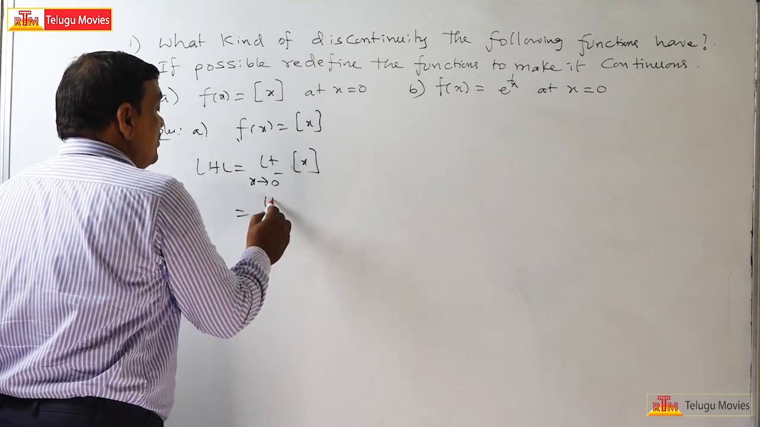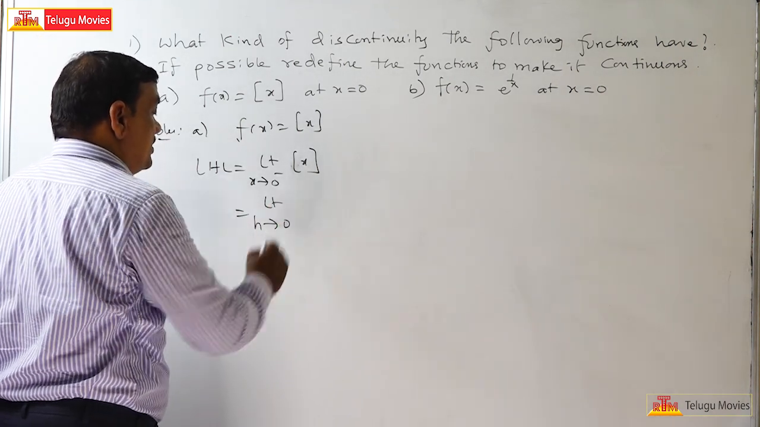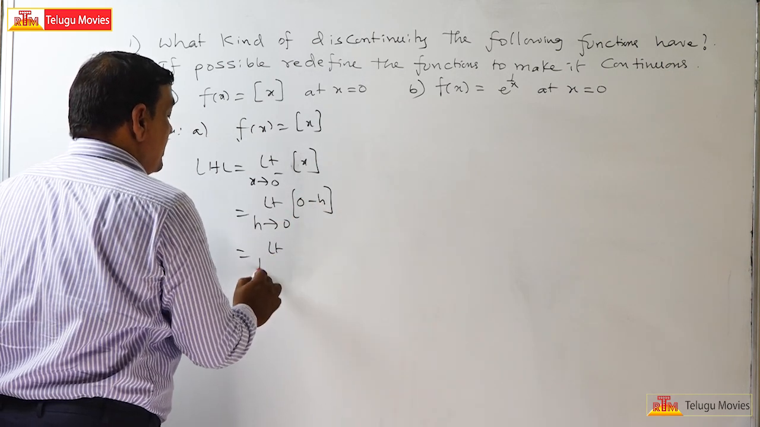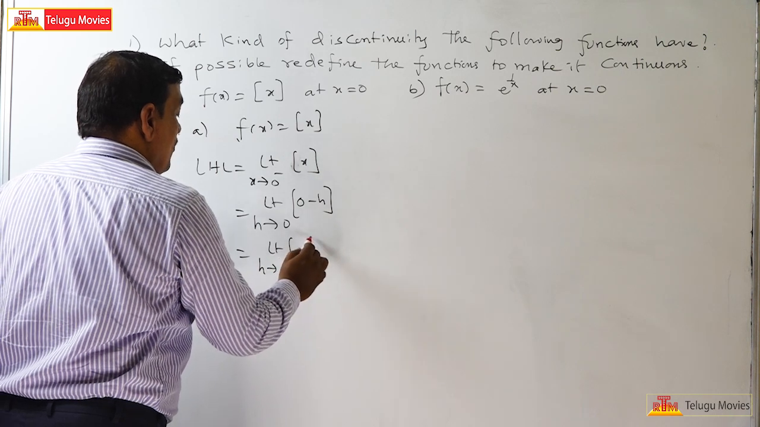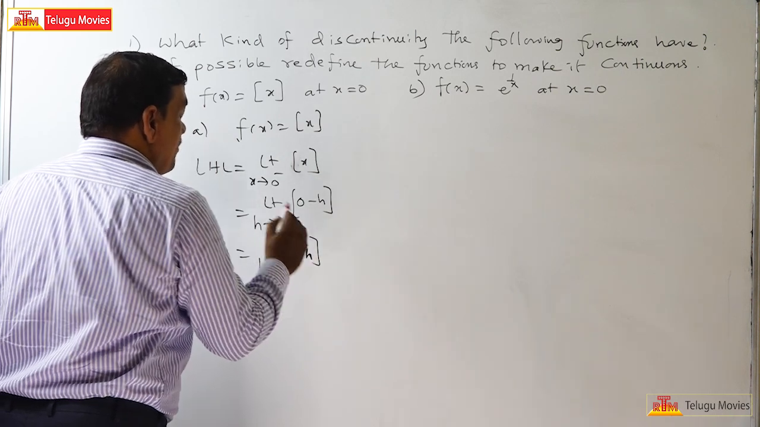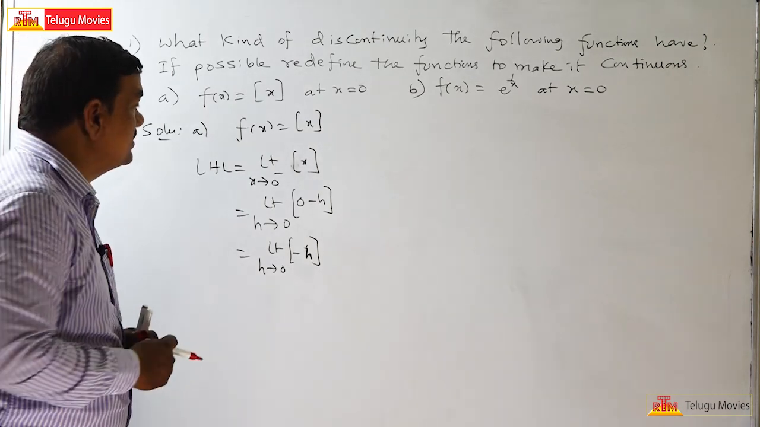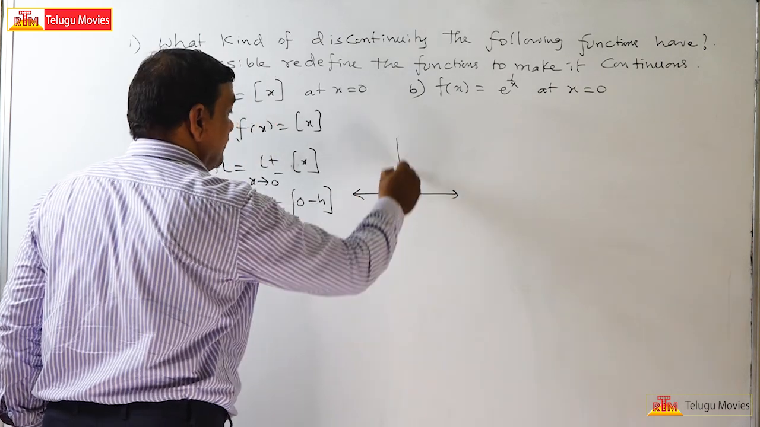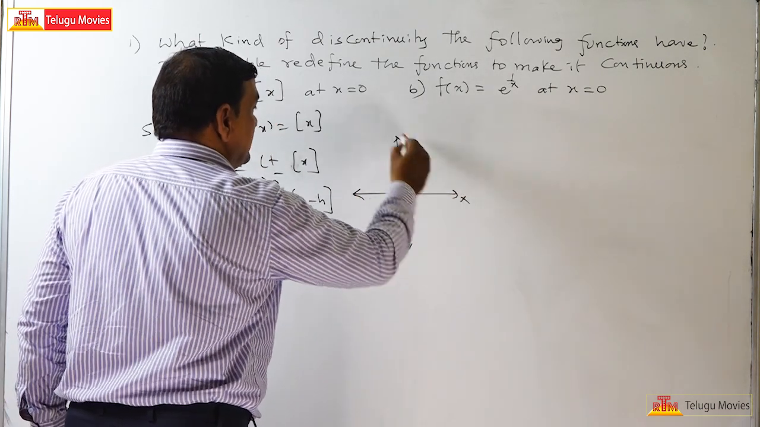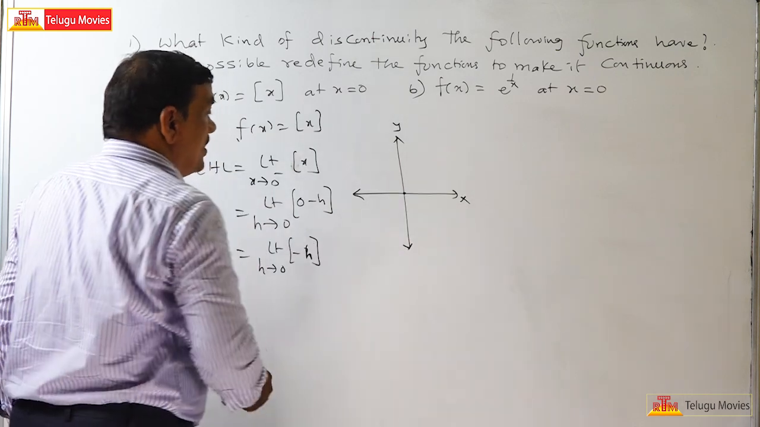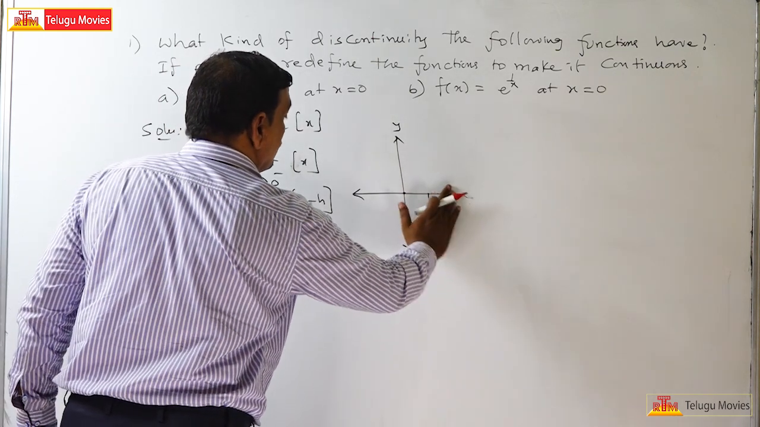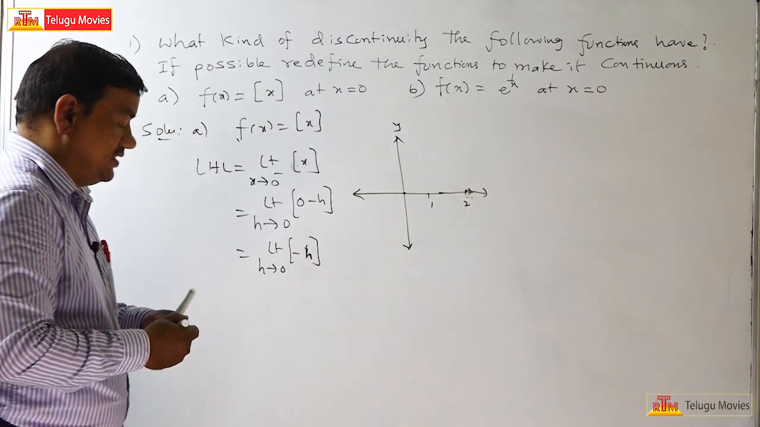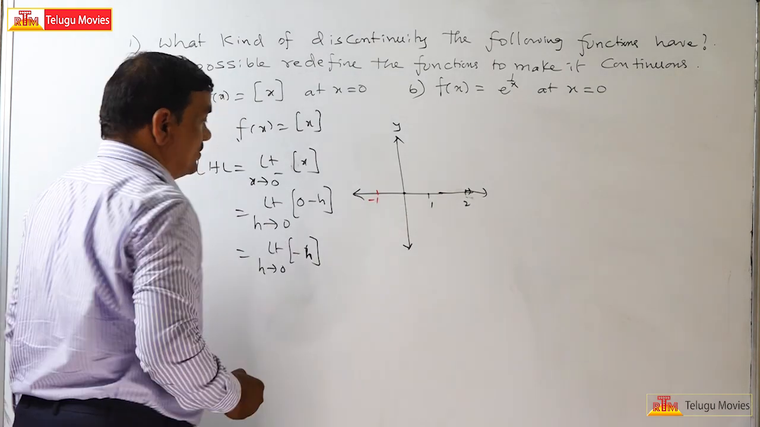Let us write this in terms of h. So x is equal to 0 minus h, so this is equal to limit h tends to 0 of step of minus h. So step of minus h is equal to how much? Let us see the graph of this function. X axis, y axis. This is 1, this is 2, and this side is minus 1.